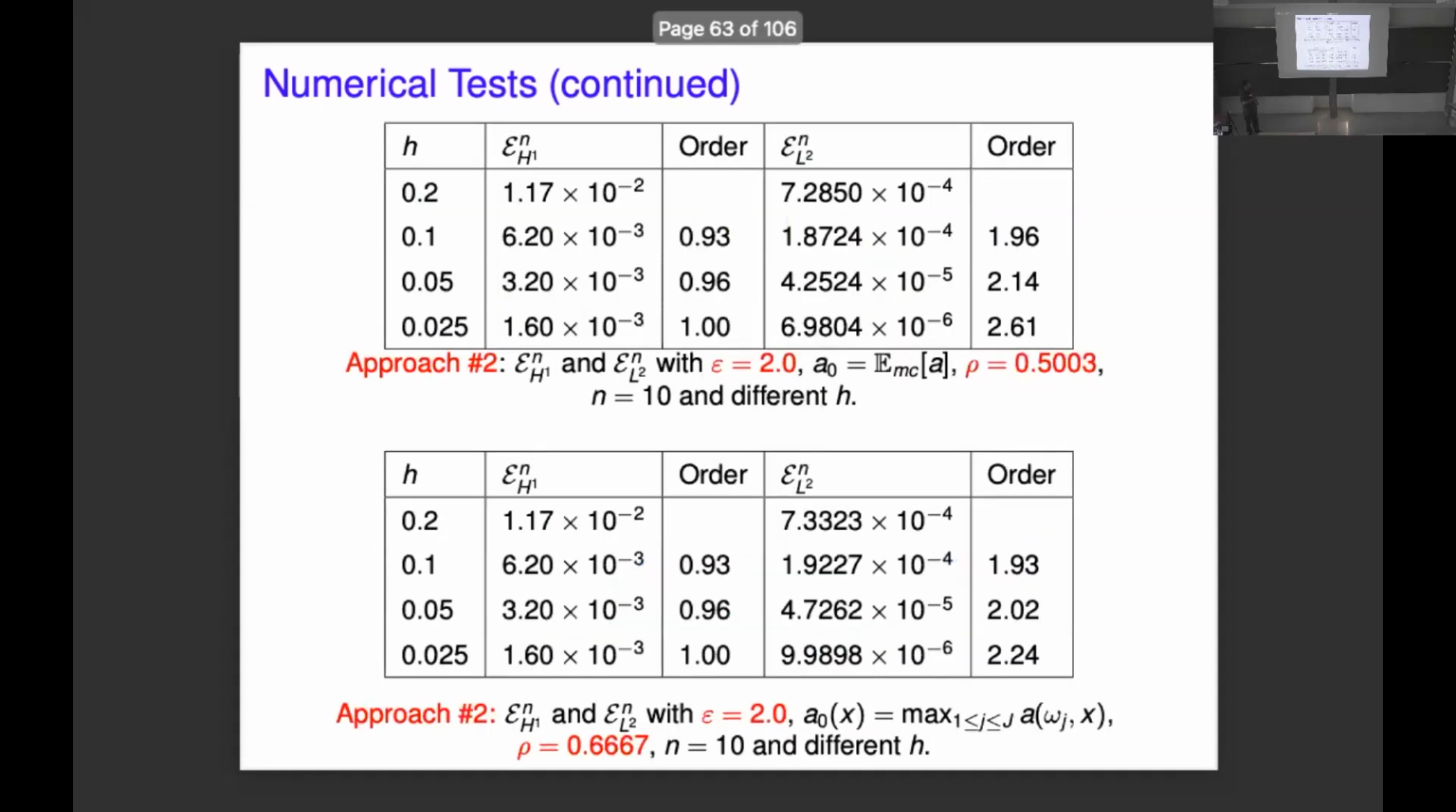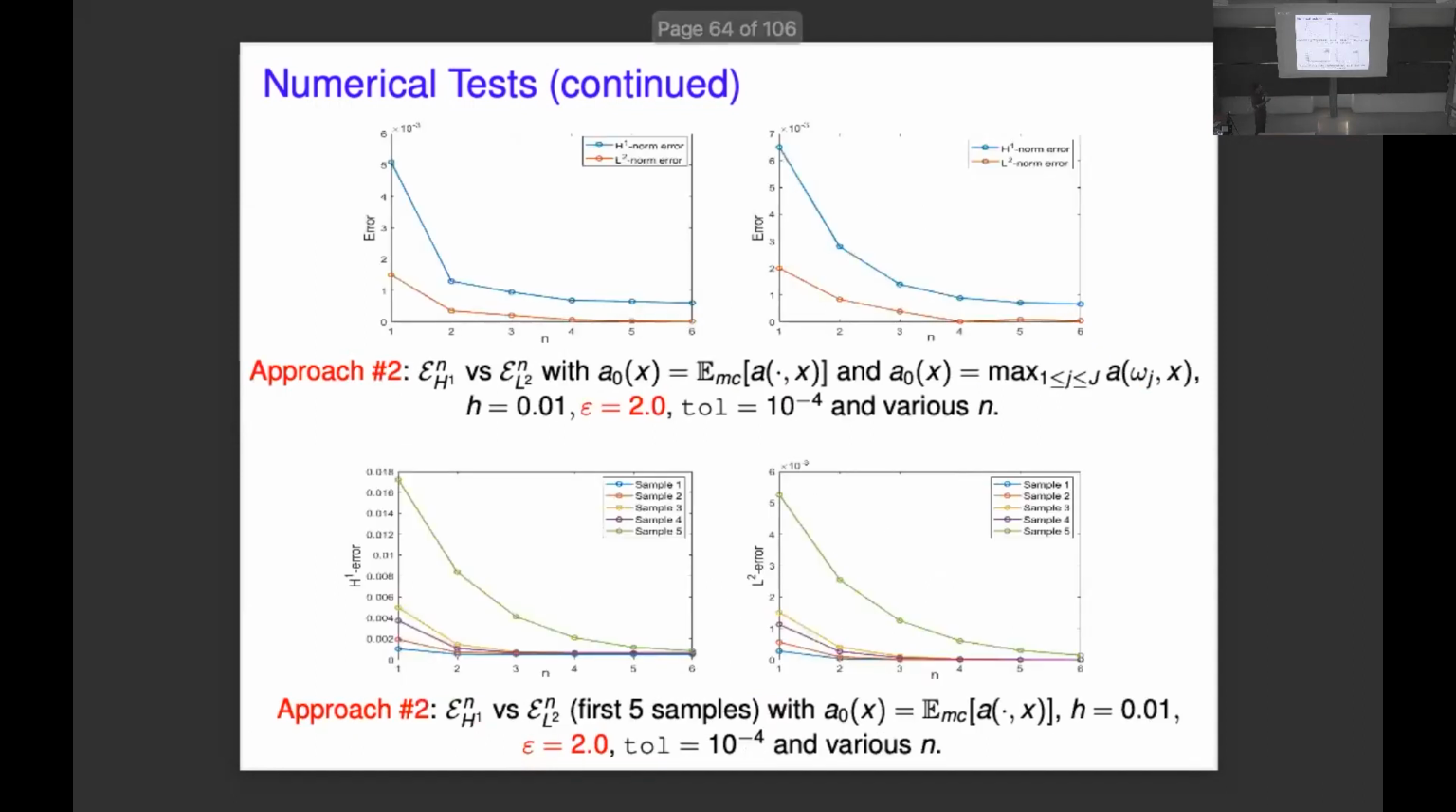Same problem, but I can do the second approach. I do the sampling first, choose the largest sample first. Then I treat the problem as a parameter dependent problem. Now I can choose epsilon bigger than 1, because rho is no longer the same as epsilon. Even when epsilon is 2, rho is 0.5. So you still have the theory guarantee of convergence. Indeed, it shows convergence, and you can see the error decreases. Here you can choose A0 as the maximum or the mean.